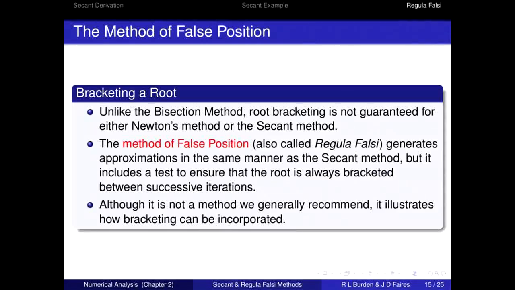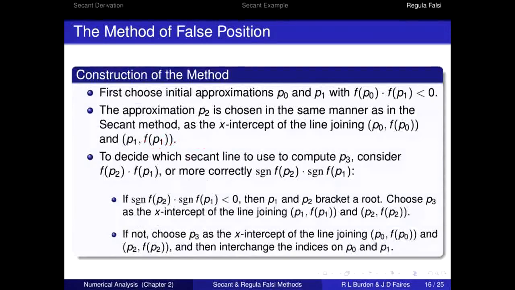to the bisection method. So the basic construction of the method is that you have to choose the initial approximations P0 and P1. These are the two initial approximations, and you have to check that the function values at these two points are of opposite signs. So the condition is that the product of f of P0 and f of P1 must be less than 0. That makes it the opposite sign condition.